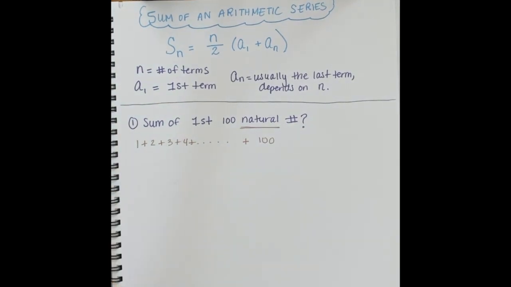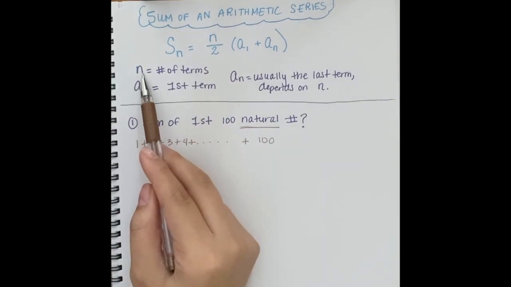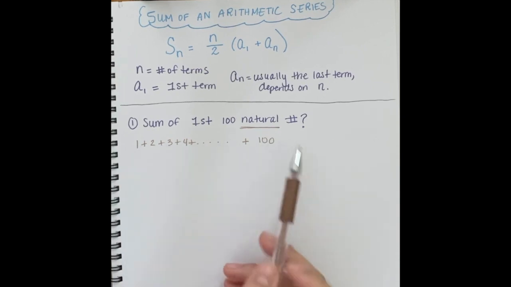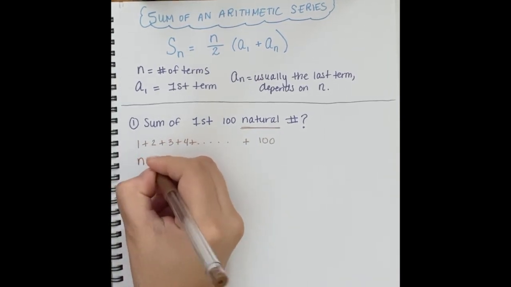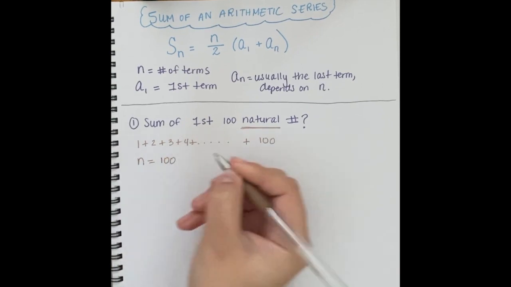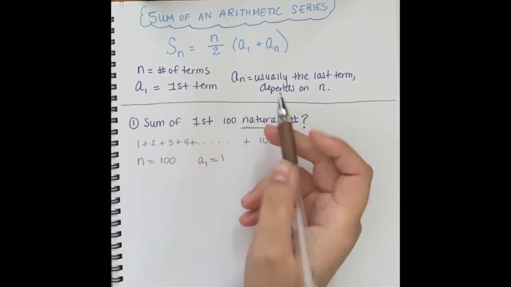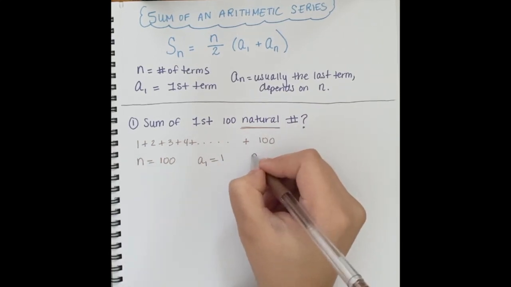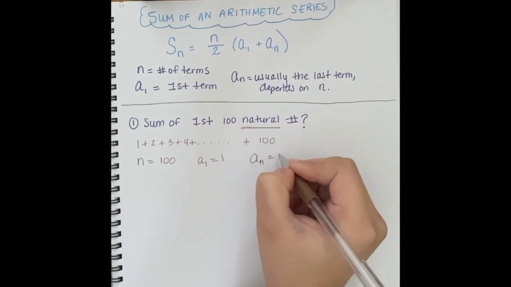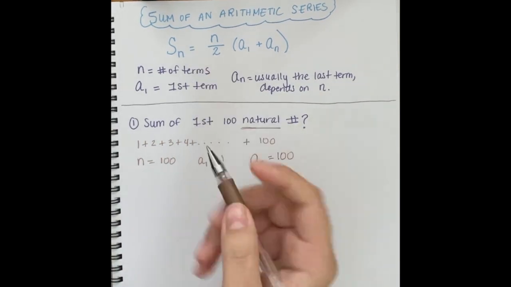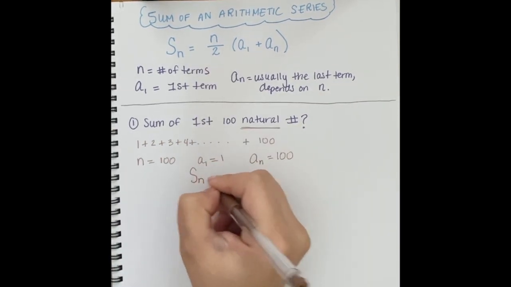However, if we use this formula, we can find the sum easily. So first, n, how many terms? Well, we're going to have 100 terms, the first 100 numbers. So n is 100. Our first term is 1. And our last term, our 100th term, is actually also 100. So we just take all of these and plug them into this.